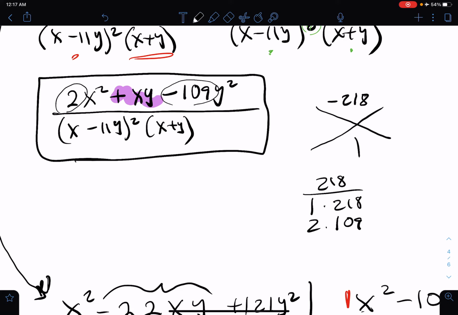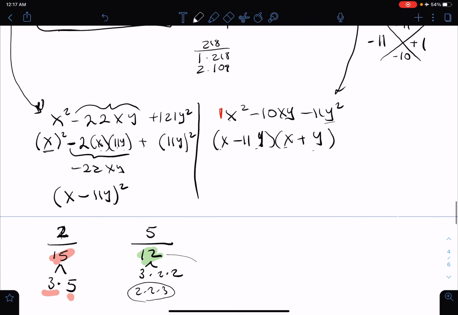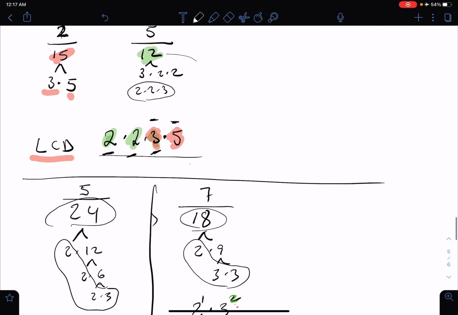All right, well, I hope that helped out. That last one was kind of tough, but I hope that helped out, and I hope you have a better understanding of LCDs, which are the same as least common multiples. They're just the denominator.